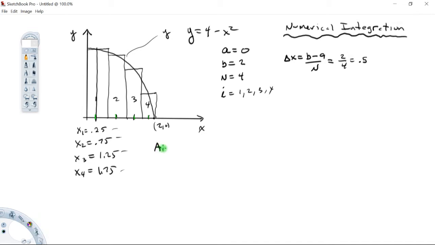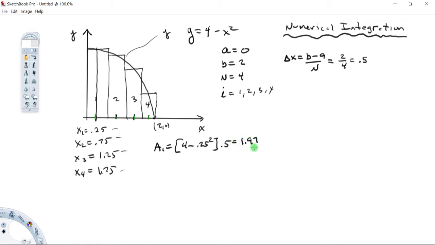So A1 here, which is going to be the area of the first rectangle, that's this stuff, is equal to f of x1 times the width of this rectangle, delta x. So I'm just going to write this out. In this function here, we have 4 minus x squared. So that's going to be 4 minus 0.25 squared times delta x, which is 0.5. And I've already calculated that off to the side here so I didn't have to stop and do this. And I got about 1.97 out of that.